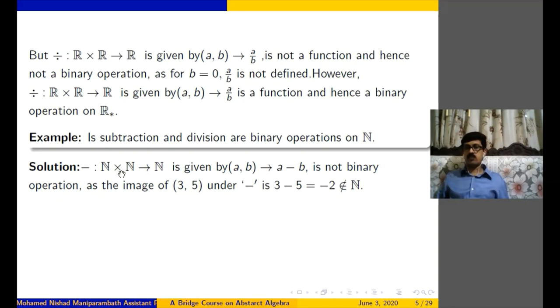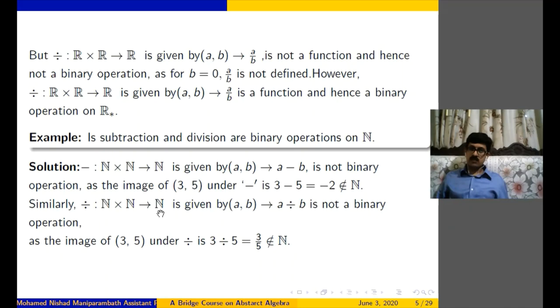Similarly, division from N cross N to N, given by division of (a, b) defined as a divided by b, is not a binary operation. Consider the values 3 and 5. 3 divided by 5 is not a natural number. That is why it is also impossible. So we can say that subtraction and division are not binary operations on the set of natural numbers.